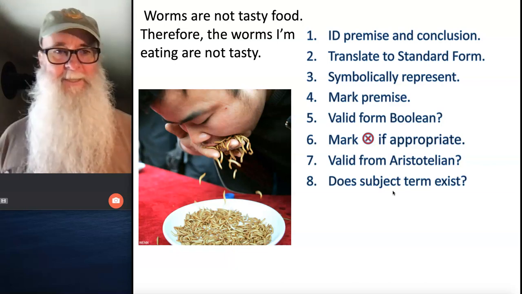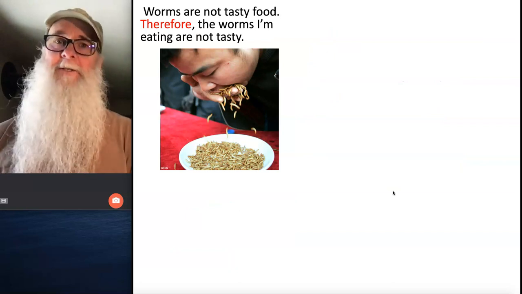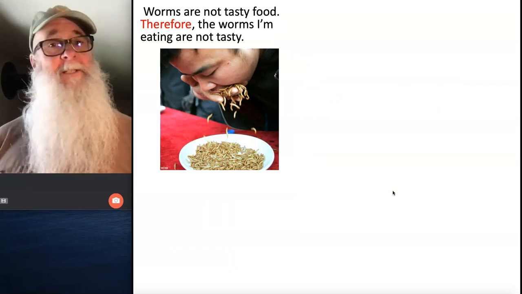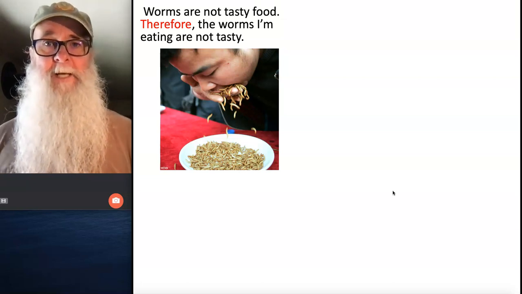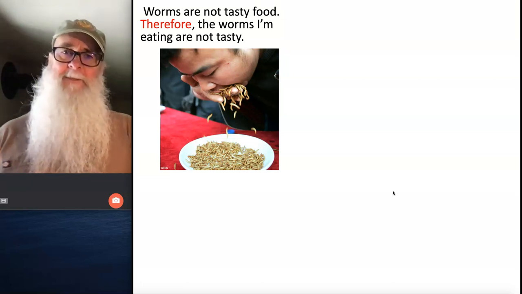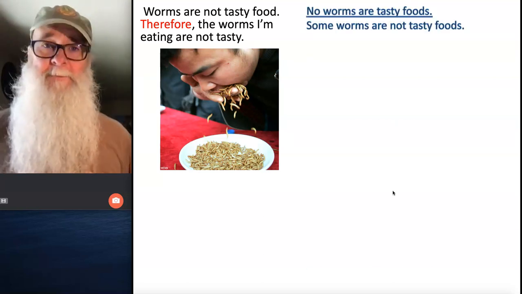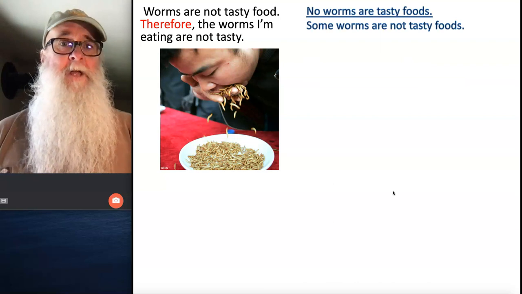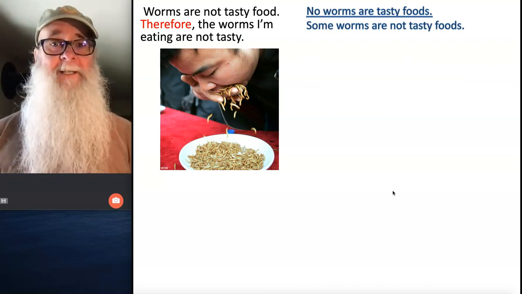All right, let's see what you got going on here. Okay, so the first thing I notice is we've got a conclusion indicator. That tells me that the sentence that follows is the conclusion statement: the worms I'm eating are not tasty. So now that I've got my premise and conclusion statement identified, I need to translate them into standard form. I translated them this way. You may have something slightly different. No worms are tasty foods. Therefore, some worms are not tasty foods.